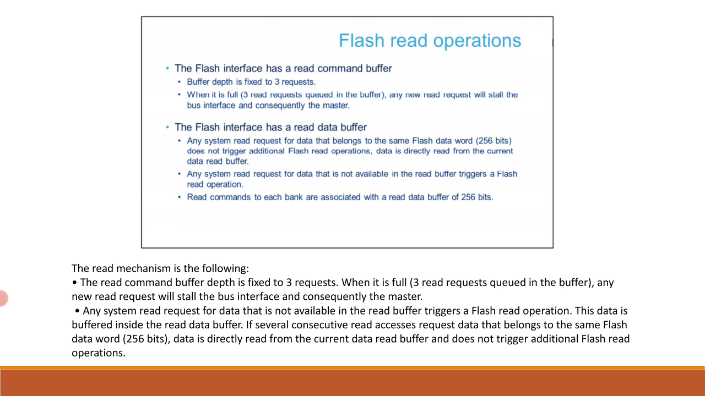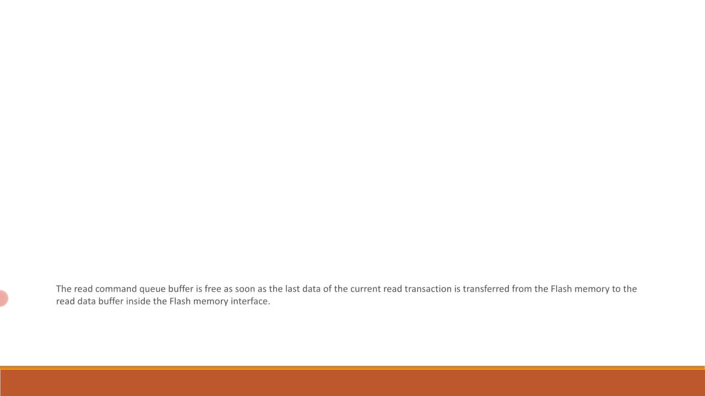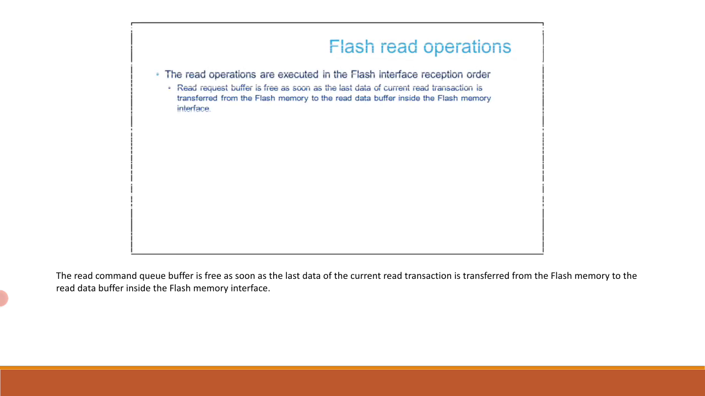The read operations are executed in flash interface reception order. The read request buffer is freed as soon as the last data of the current read transaction is transferred from the flash memory to the read data buffer inside the flash memory interface.